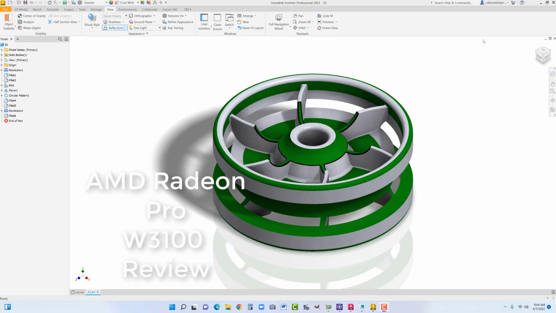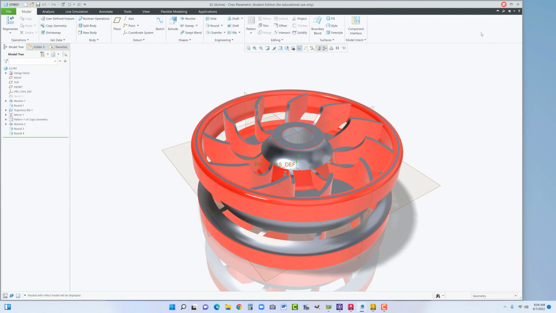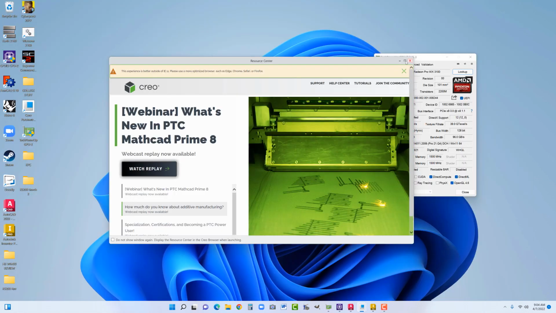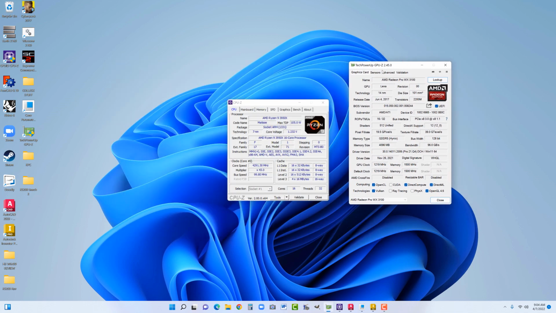Hi. Today we're going to take a look at the AMD W3100 graphics card. Now, the W3100 came out some time ago. I actually have my TechPowerUp CPU-Z here, you can see it was released in 2017. And this card actually was given to me by AMD. Someone in marketing sent it off to me because I do videos for CAD, and I used it for years. It was a very good card.